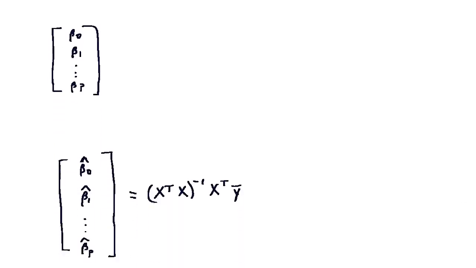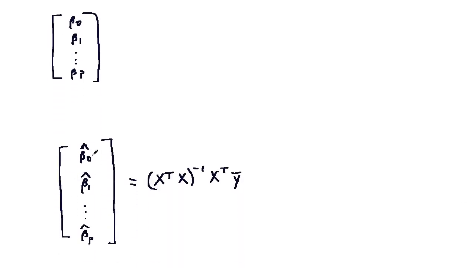Thus, we solved for the vector of parameters, beta 0 through beta p, which minimizes the residual sum of squares RSS of beta. So we let the approximate values beta 0 through beta p be given by x transpose x inverse x transpose y.